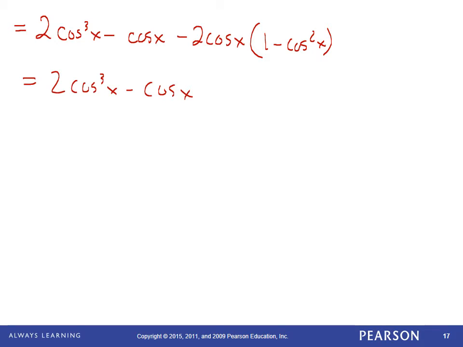All right, so the front side remains the same. The back side is -2 cosine x times 1. That's going to be -2 cosine x. -2 cosine of x times a negative cosine squared. So let's see, negative times a negative is a positive, so it will be a positive 2. And then it'll be the cosine to the third power at this point.